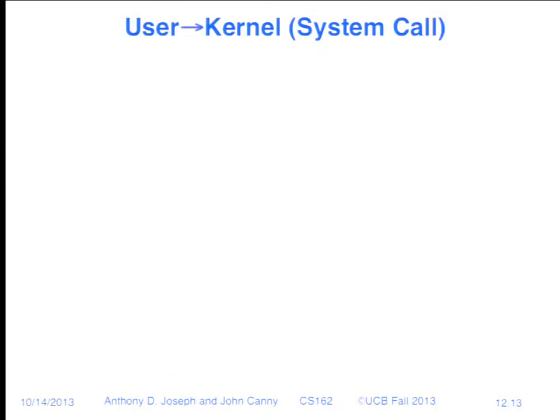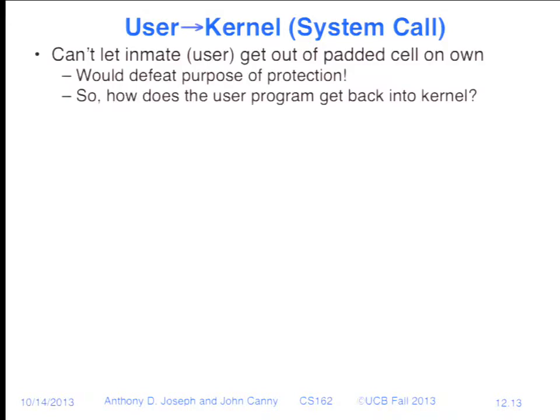All right, going back the other way from user to kernel. Here it's a little bit more delicate because we don't just want the user program to call arbitrary kernel code. That's sort of like the padded cell with lots of open windows. So instead, how does the user code get into the kernel?